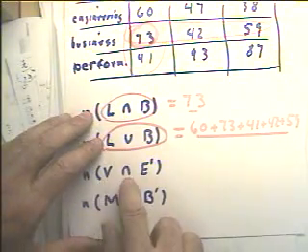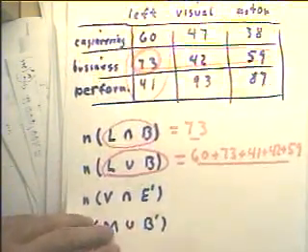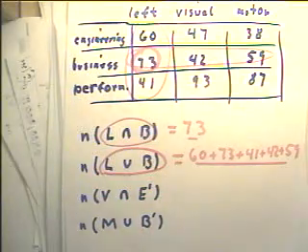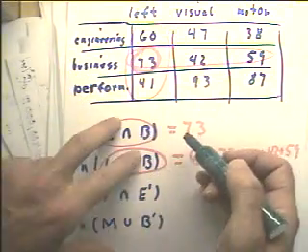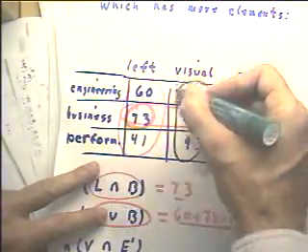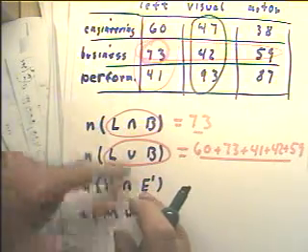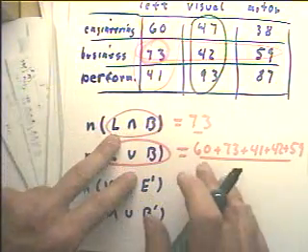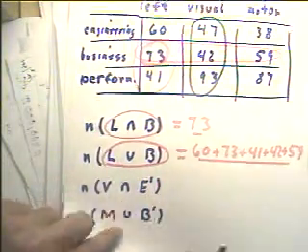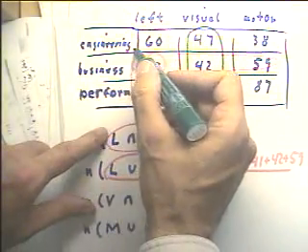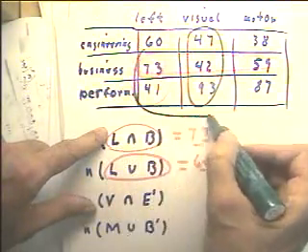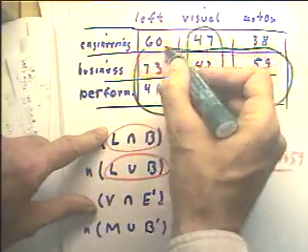Okay, what about V intersection E prime? Let's choose a different color to highlight this one. V is visual, so let's go ahead and circle that set. And then what about the set E prime? Well, E is the set of engineering students. E prime will be the set of students who are not in engineering, and that's going to consist of all these.